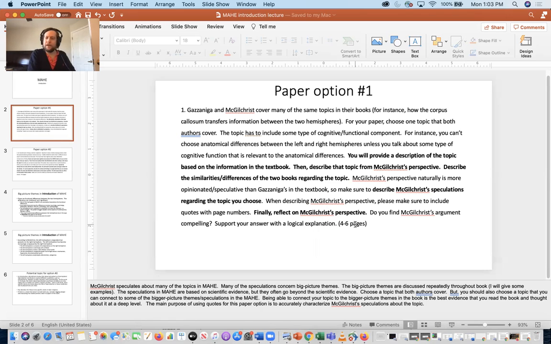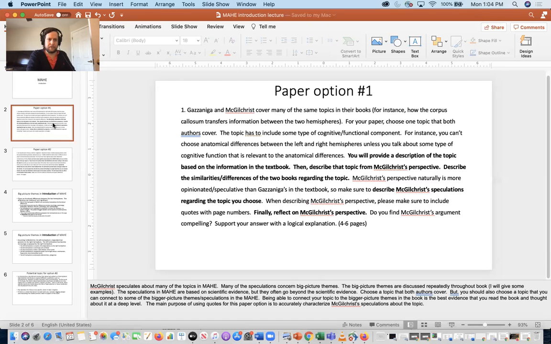And I guess I should define bigger picture themes in the book. Those are the themes, those concepts which McGilchrist talks about repeatedly throughout the book. So he talks about some things in this introduction, which I'll talk about in a second, and then he'll talk about them in many subsequent chapters. In the introduction it was kind of vague, but he gets much more specific and detailed in subsequent chapters. And so they're the bigger picture themes if they're things that he's coming back to over and over again in the book.